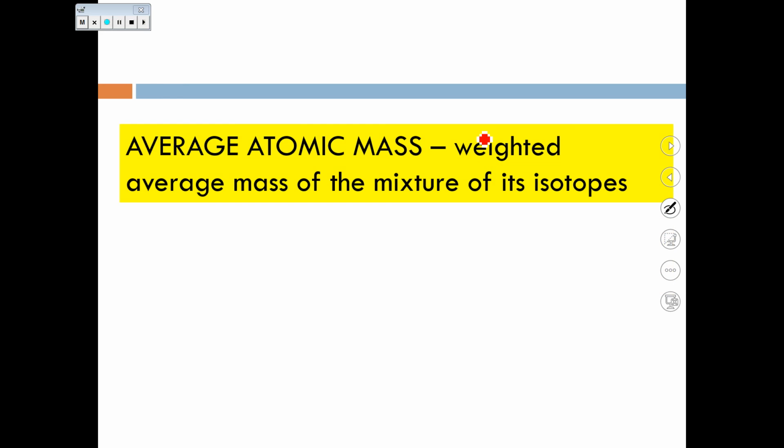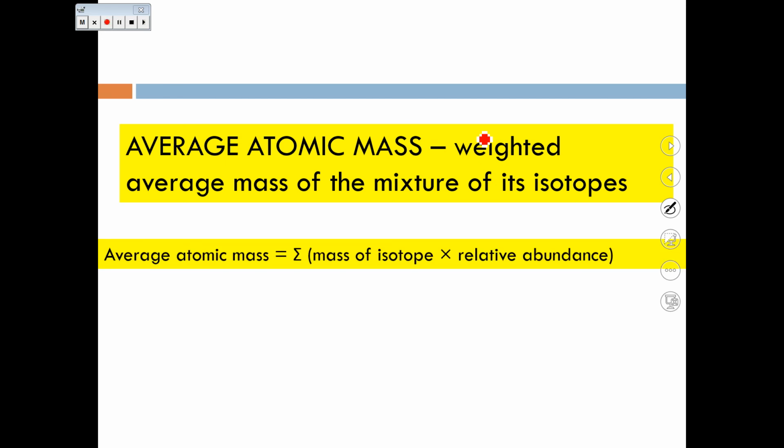The way to calculate the average atomic mass, which is something that you're going to have to know how to do, is by calculating a weighted average mass of the mixture of the isotopes of that element. The way you find this is through the following formula. It is the sum of the mass of the isotope times its relative abundance. This sigma sign means that if there is more than one isotope, you would add the product of the second isotope and its abundance until all of the isotopes have been accounted for.